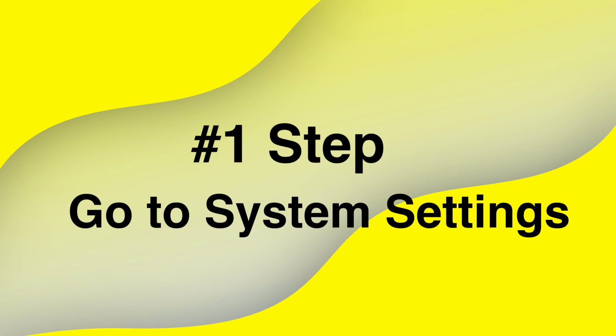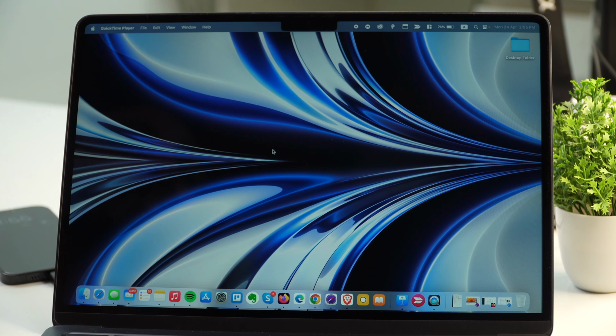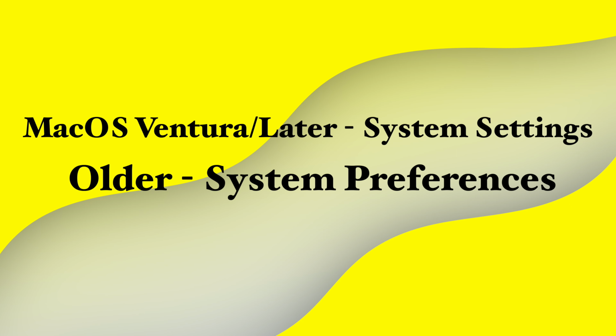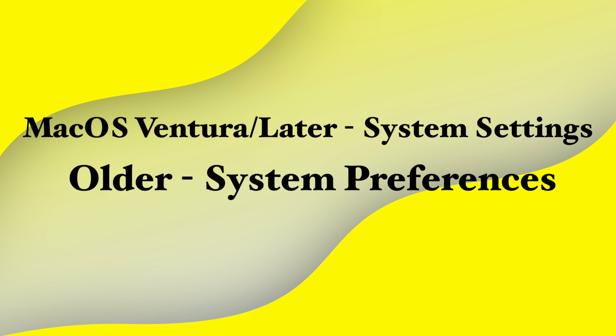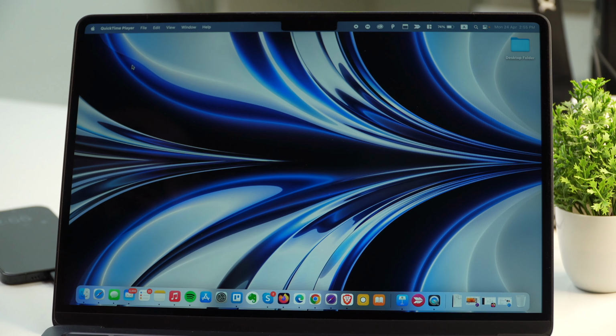The first step to adding a new user account on Mac is to go to System Settings. If you have a Mac device running an older macOS version than macOS Ventura, then you will have System Preferences. And if you have a device with macOS Ventura and later, then you will have System Settings. So your device might have System Settings or System Preferences, but the rest of the steps are almost the same. So let's go to System Settings.